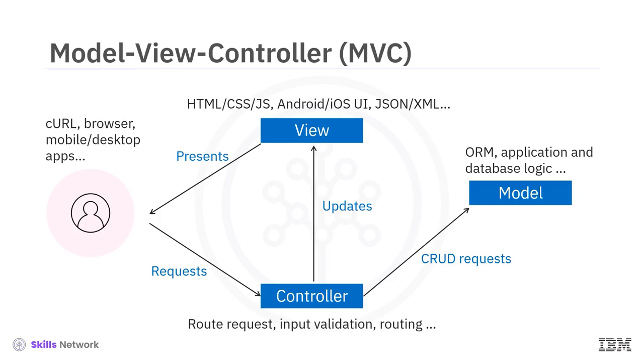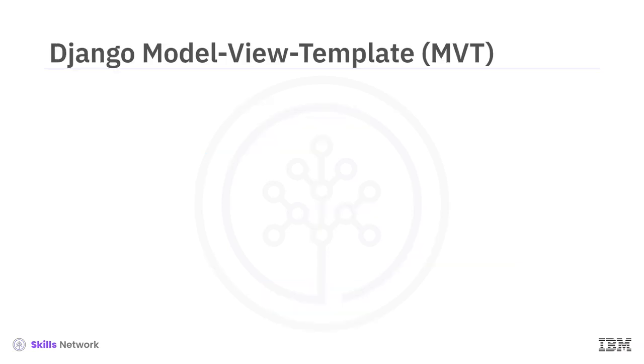When a client application sends a request which inputs to controller, controller routes the request, validates and processes the input, sends CRUD requests to model, and forwards data to view to be presented. In the Django framework implementation, there is no explicit controller. Instead, the Django server itself performs this function.